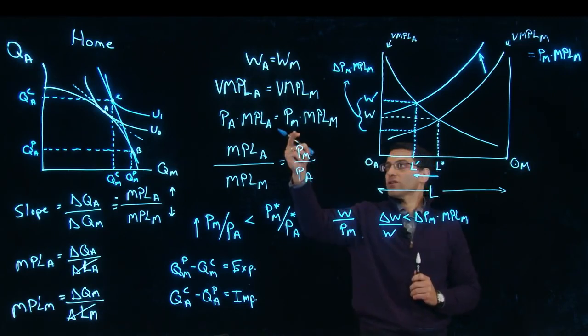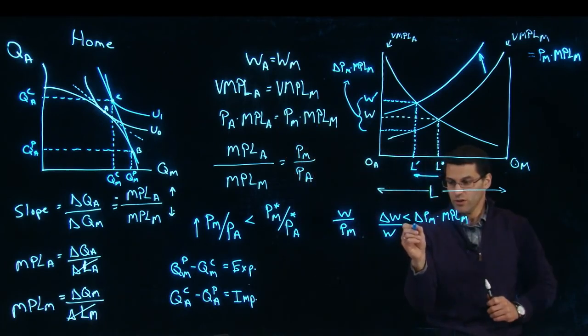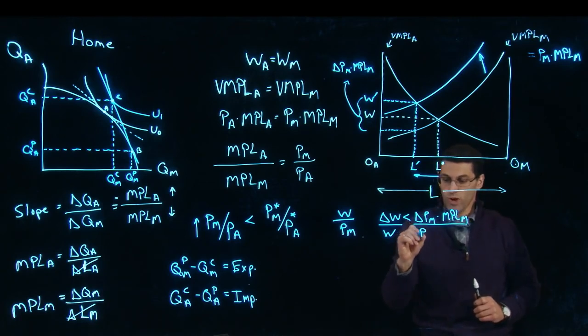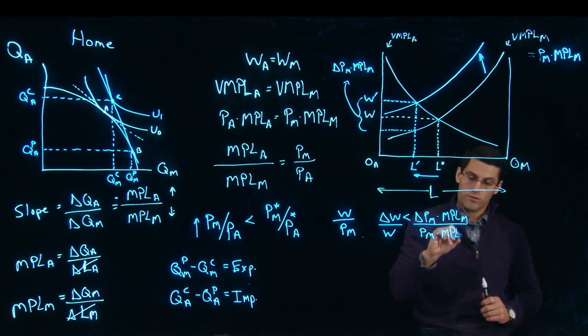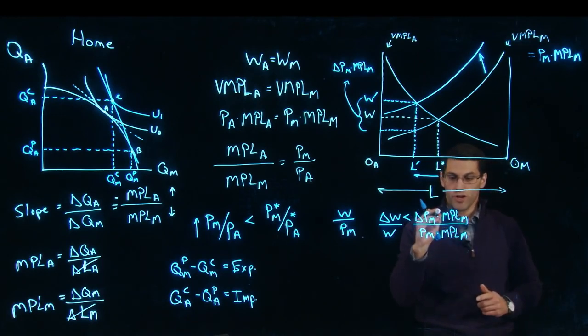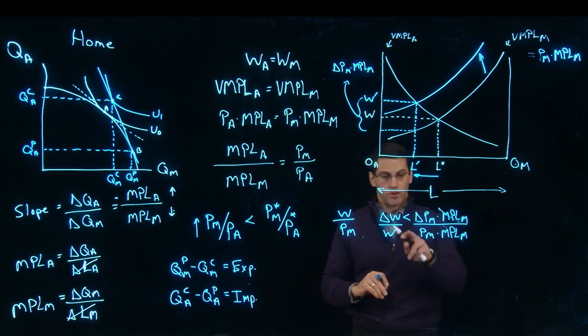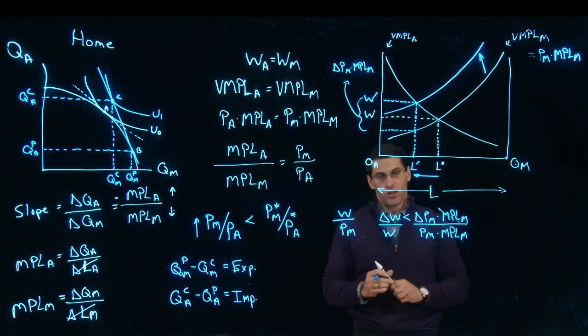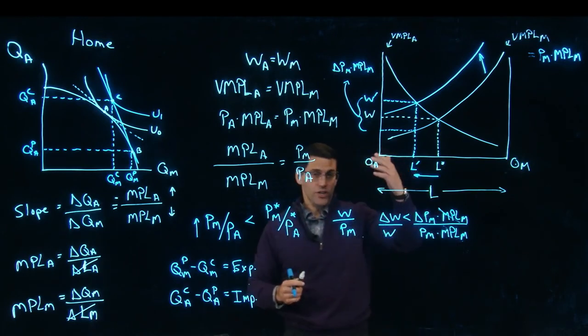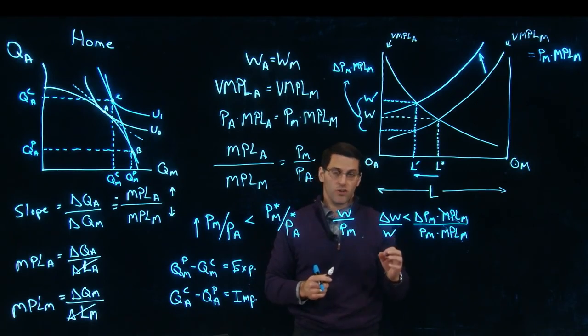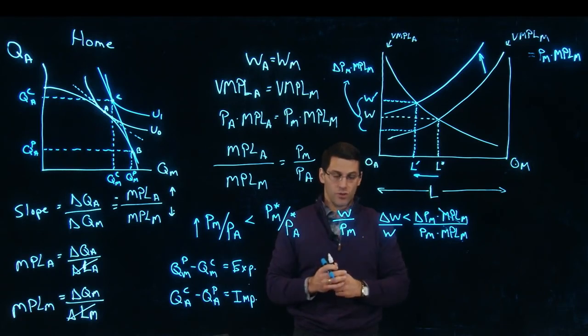Remember, the wage is also equal to the price of the manufactured goods divided by the marginal product of labor. So instead of writing W, we'll write it out based on its two components. Those marginal products cancel, and we're just left with the percentage change in W is less than the percentage change in the price. So in other words, while the wage increased, that increase was smaller in percentage terms than the increase in the price of manufactured goods that drove the change in the wage in the first place.